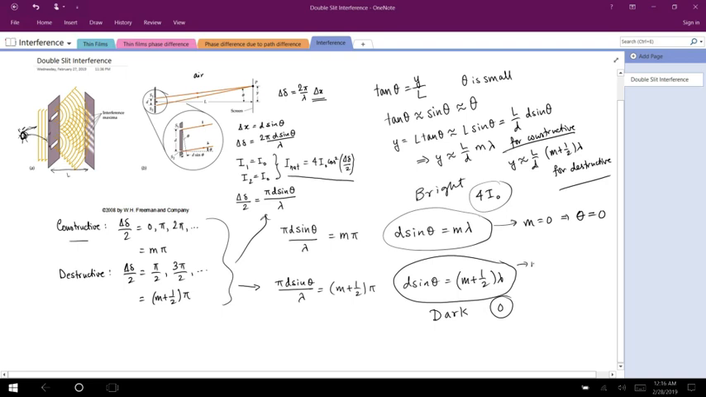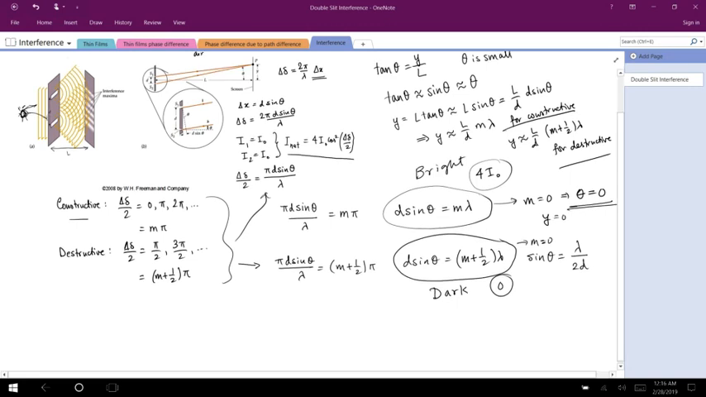If I plug in m equals 0 over here, I'll find that sine of theta is some value, lambda over 2D. So clearly this angle is not 0, and hence it's not at the center of the screen, right? The center of the screen is where theta equals 0. So theta equals 0 will also lead to y equals 0. That's a bright spot, so at the very center of the screen we find a bright spot. And then as we go further out in both directions, we see alternating dark and bright spots, right?